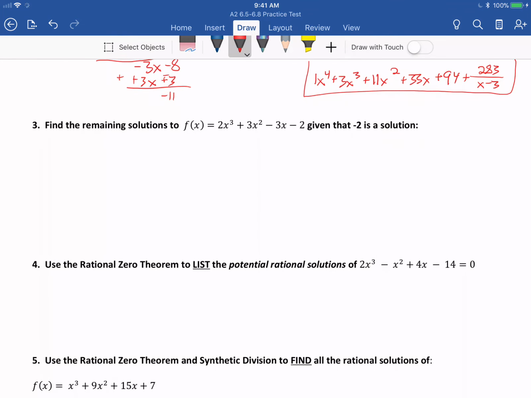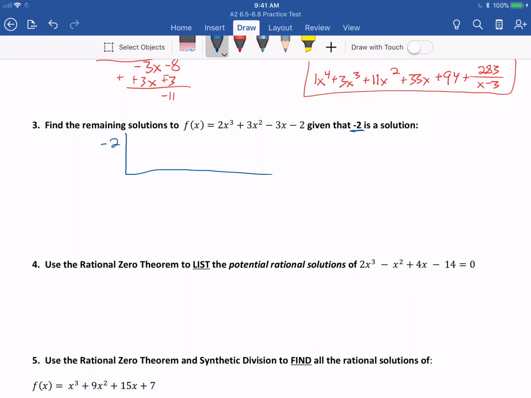Now number 3 is actually where we start to find these solutions, find the zeros. So this one, number 3, tells me that -2 is a 0. So that's nice. That tells me that -2 is a 0. So now I go through and I use that synthetic division with the -2.